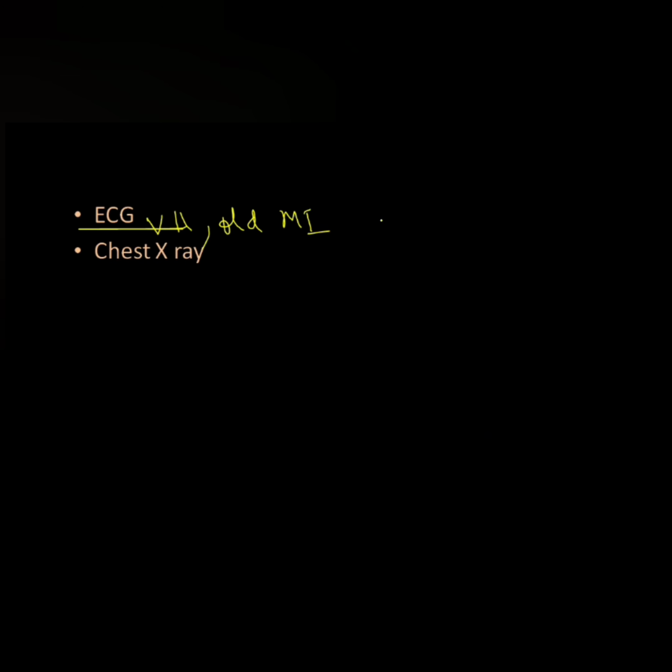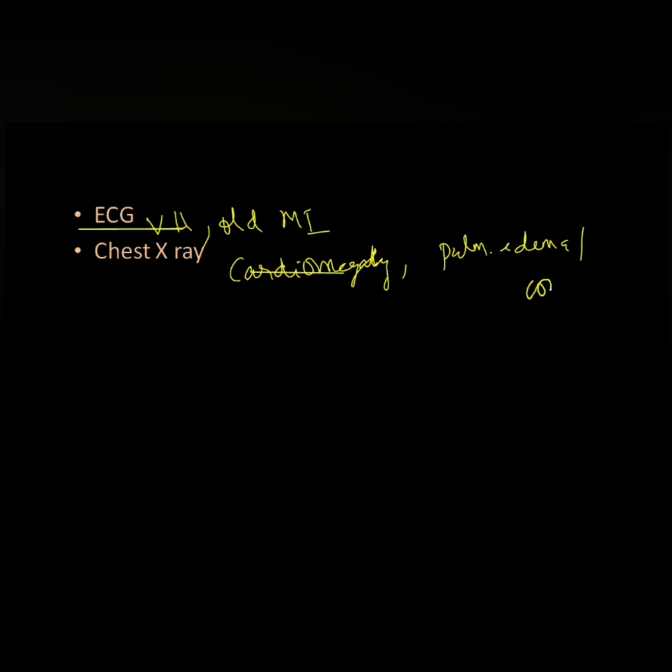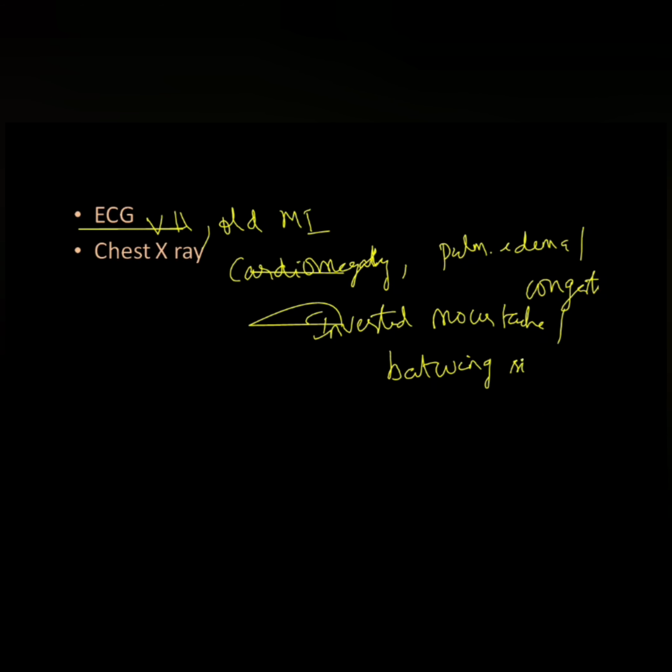Chest X-ray. Chest X-ray is important because this can tell you if there is cardiomegaly. And it will also tell you if there are signs of pulmonary edema or pulmonary congestion, which can be seen with signs like the inverted moustache sign or a bat wing sign, and you can also see Kerley B lines. So all these are your features of pulmonary congestion and pulmonary edema. So these can be seen in your chest X-ray.